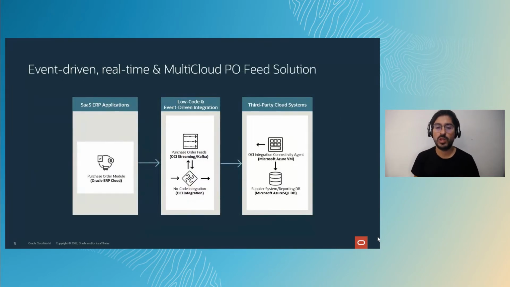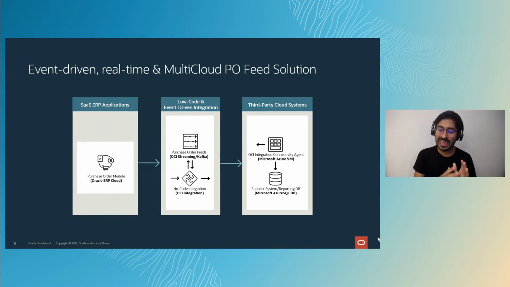So what's the solution? It's an event-driven, real-time, and multi-cloud PO-fit solution. How do we do that? We are going to use the no-code capabilities of Oracle Integration Cloud. So we're going to use the Oracle SaaS ERP Cloud adapter to capture or subscribe to purchase order events. Whenever a purchase order is created, updated, or canceled, we're going to capture that, and we're going to send that to our Kafka topic or Kafka service. How? Using the Oracle Cloud Streaming service adapter.